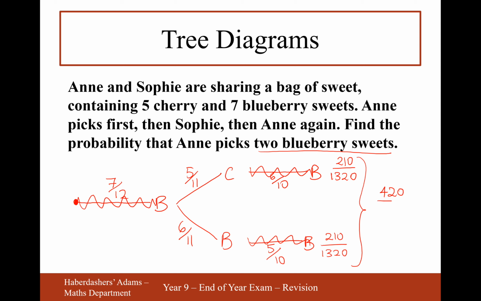So it would be 420 over 1320. And I'll simplify this probability, like I do with all my final answers, to 7 over 22. And there we are, that's the answer to this question.